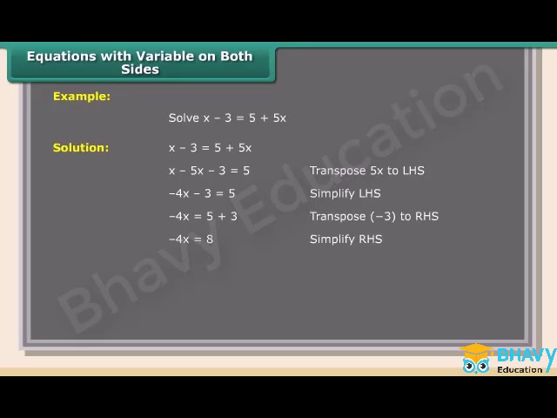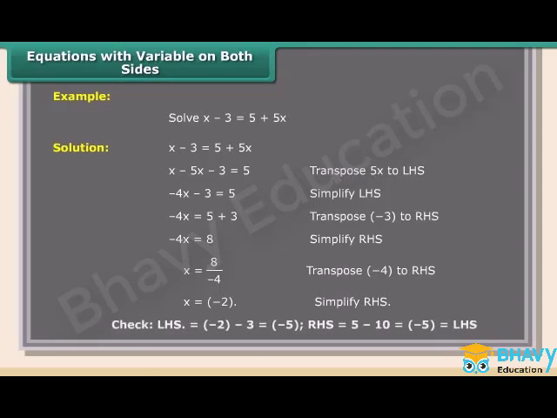Simplify RHS. x = 8/−4. Transpose −4 to RHS. x = −2. Simplify RHS. Check. LHS = −2 − 3 = −5. RHS = 5 − 10 = −5, which is equal to LHS.